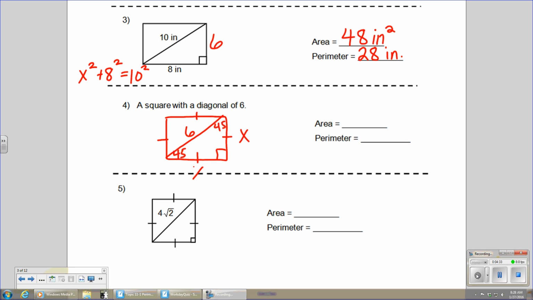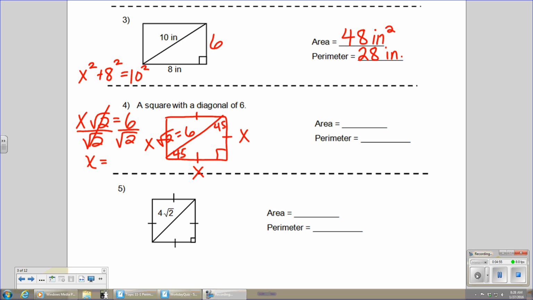Then look it up. But remember, our legs are congruent, and the hypotenuse would be x times the square root of 2. So if we know x square root of 2 equals 6, then we want to divide by the square root of 2 to get the side length, or to find x. And so we have 6 divided by the square root of 2.